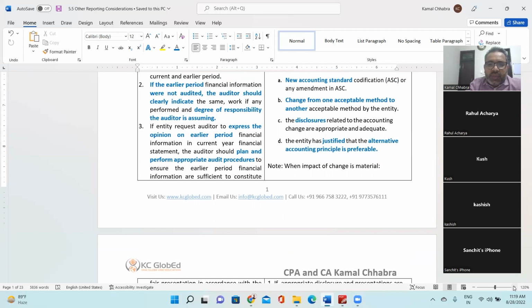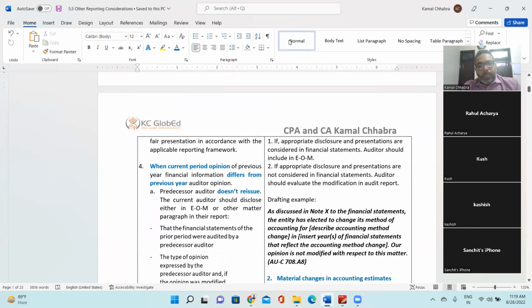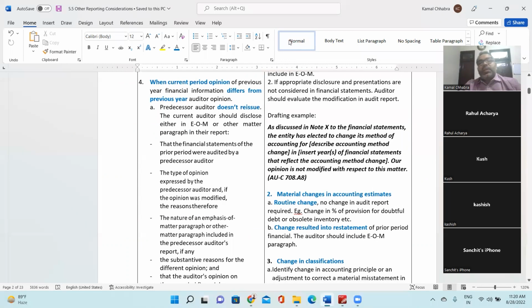So in that scenario, you need to plan and perform appropriate additional audit procedures to ensure the earlier year period financial information is sufficient to constitute a fair presentation in accordance with the applicable reporting framework. Right. When the current period opinion of previous year information differs from the previous year auditor report, that means previous year numbers were audited by a predecessor auditor, right? And your opinion on the previous year numbers differs from the predecessor opinion.